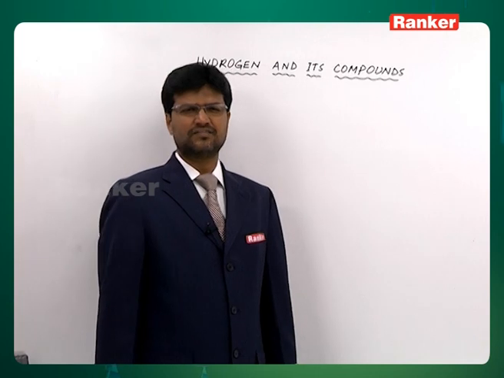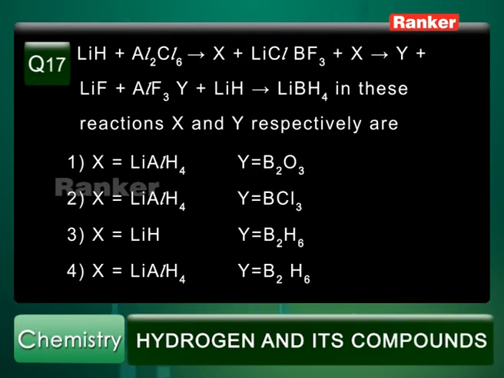Question number 17. LiH reacts with the dimer of AlCl3, that is Al2Cl6, and you get compound X along with LiCl. This compound X reacts with BF3 to give another compound Y along with LiF and AlF3. Y reacts with LiH to give LiBH4. Let's try to find out what are X and Y in these reactions.